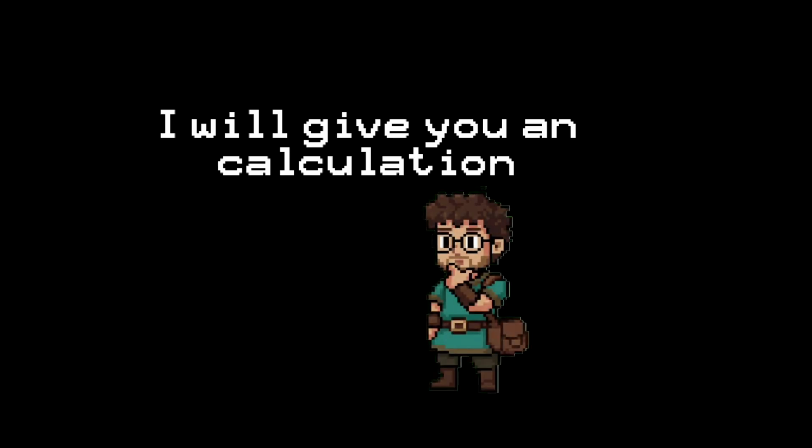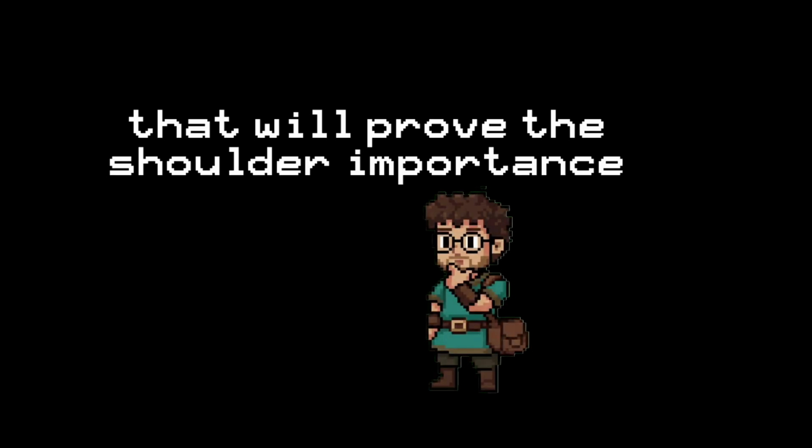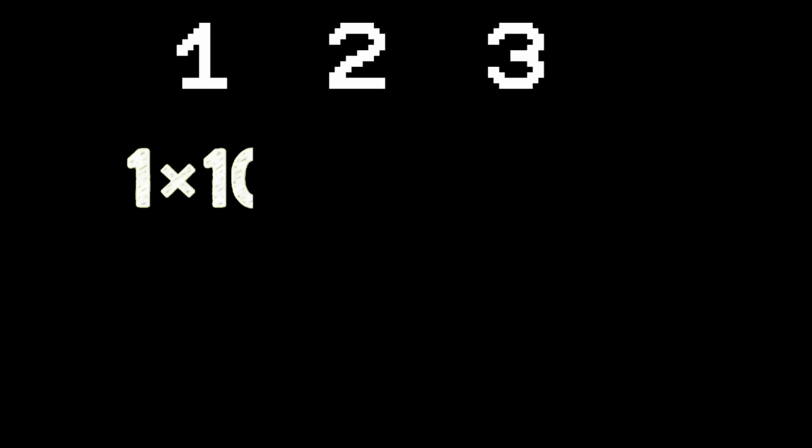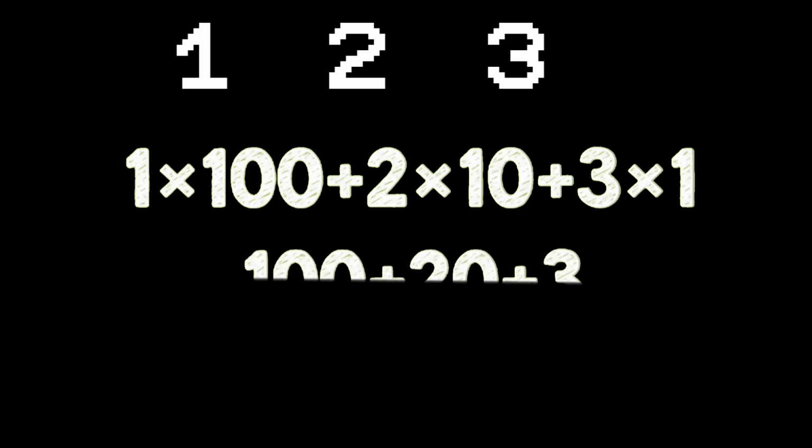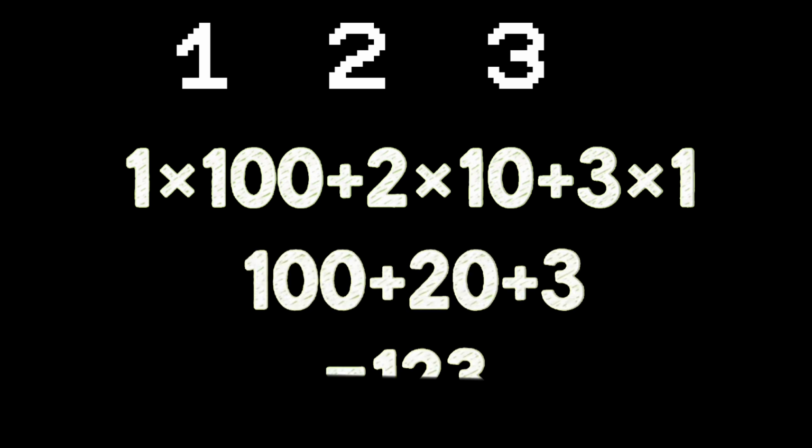I will give you a calculation that will prove the importance of the placeholder. For example, in this 1, 2, 3, I will multiply 1 by 100 as 1 is in the 100 place. I will multiply 2 by 10 because it is in the 10 place, and lastly I will multiply 3 by 1 because it is in the 1 place. This gives the result 123.